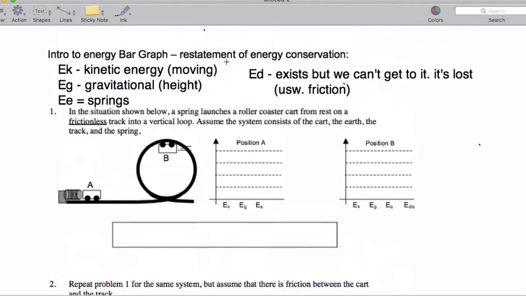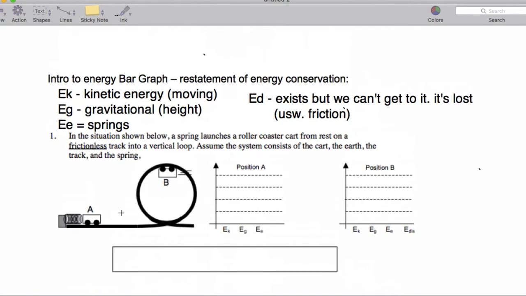So we have a situation here with a track. This is supposed to be a spring-launched car that goes all the way around this loop-de-loop and ends up at the end. So our goal here is to set up an equation that allows us to account for where the energy is at the beginning of the system in position A and at the end of the system in position B. So, like this.